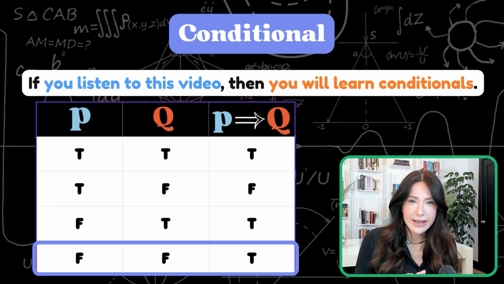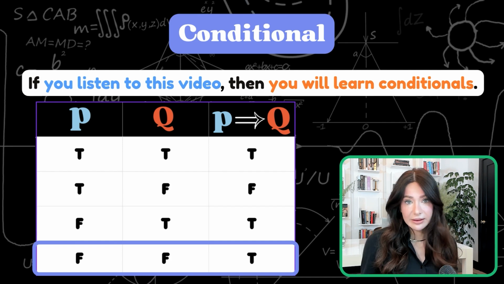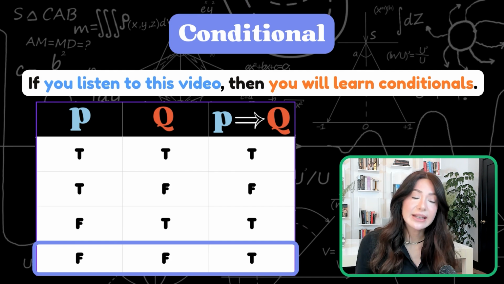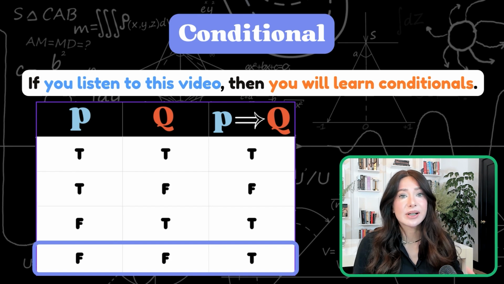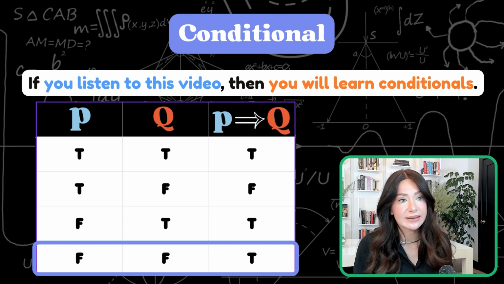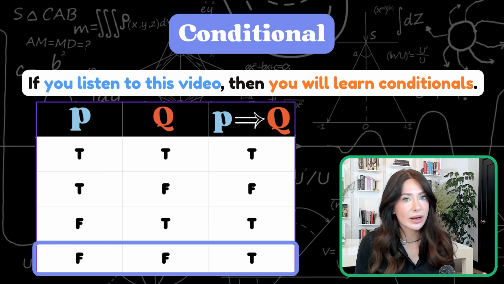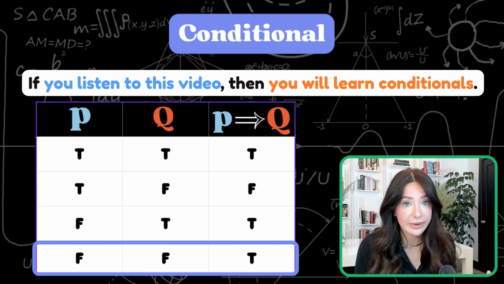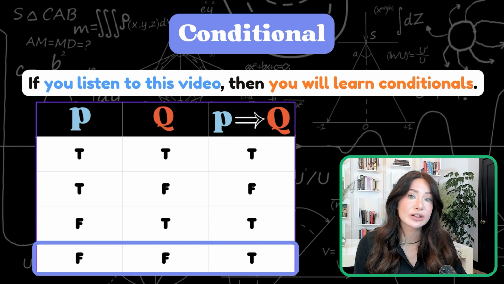The fourth line is interesting. It says that you didn't listen to this video and you didn't learn about conditionals. And that, in fact, is perfectly in alignment with the original promise. Because if you want to read it like this, if you don't listen to this video, then you won't learn conditionals. Okay, that's not contradicting the original iteration of the statement. So that is why the whole conditional statement there is true.